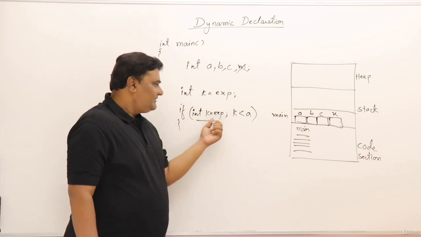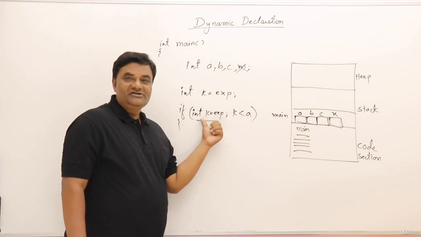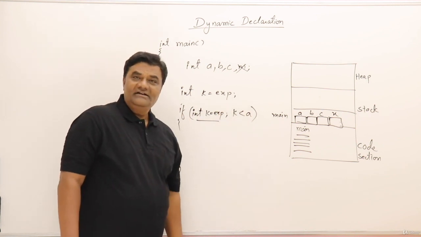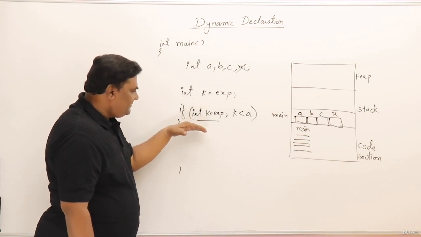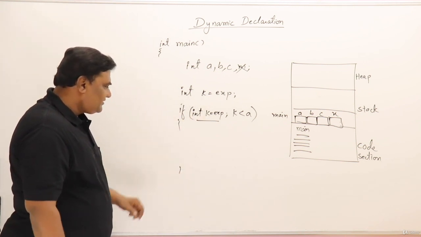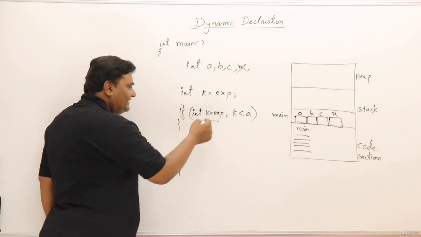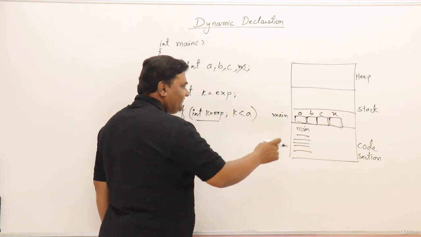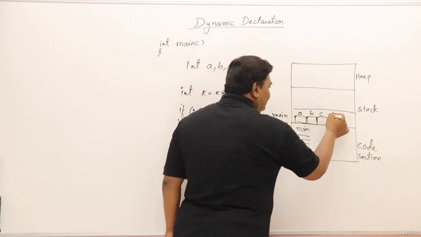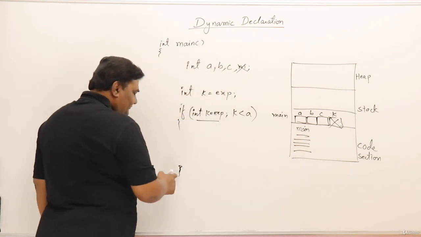Even inside the conditional statement, you can have declaration, and followed by that you can have the condition. So the life of this k variable will be only limited to this if block. Once the block ends, this will be removed from the memory. If suppose it is declared here, then it will go away once the block ends.